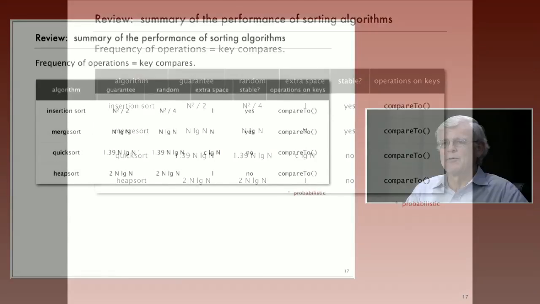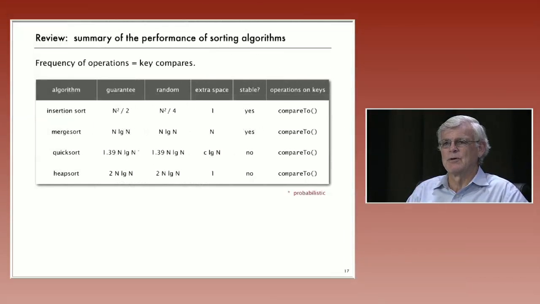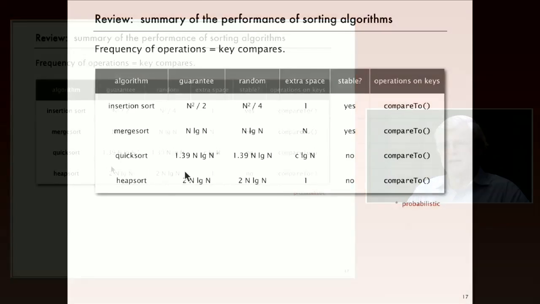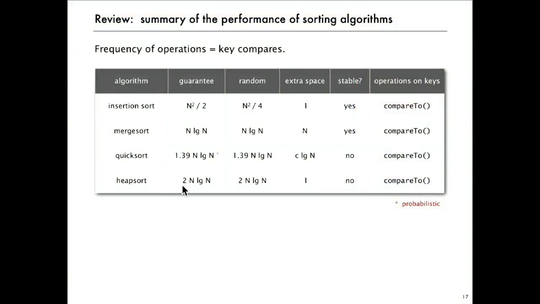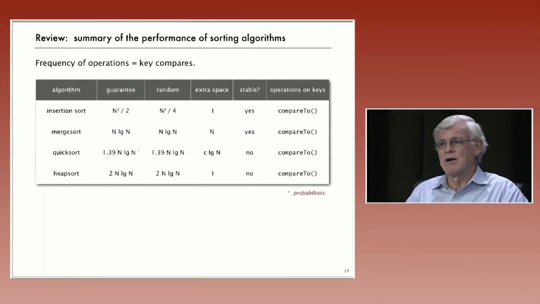We considered a number of sorting algorithms, starting with insertion sort, and then merge sort, quicksort, and heap sort. And we got to the point where we could find an algorithm, heap sort, that guarantees to sort n items in time proportional to n log n without using any extra space. Unfortunately, not stable. And all these algorithms were useful, or are useful, for any type of generic key as long as it implements the compareTo operation.